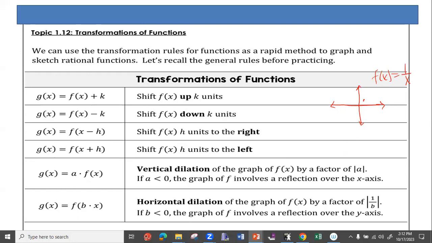Your significant points are (1, 1) and the other one is at (-1, -1). Okay, the other significance here is that it has a vertical asymptote at x equals 0, and it has a horizontal asymptote at y equals 0. Because of these asymptotes, from those points, I'm just following the asymptotes. Does this sound familiar about your rational parent function?